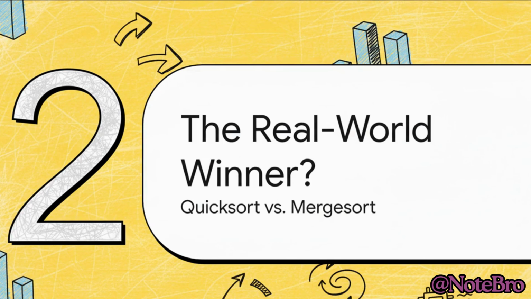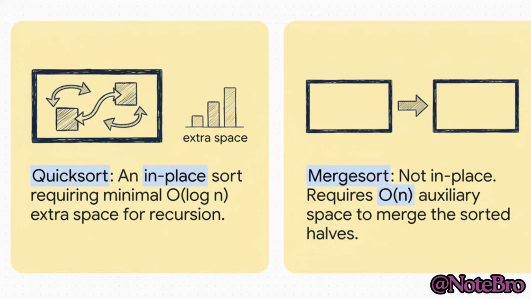Okay, so with all these safeguards in place, how does our souped-up Quicksort stack up against its main rival, MergeSort? MergeSort is famous because it has a guaranteed O(n log n) performance right out of the box. This is where cool theory meets the messy reality of actual computer hardware. Quicksort's first huge win is memory. It's what we call an in-place sort.